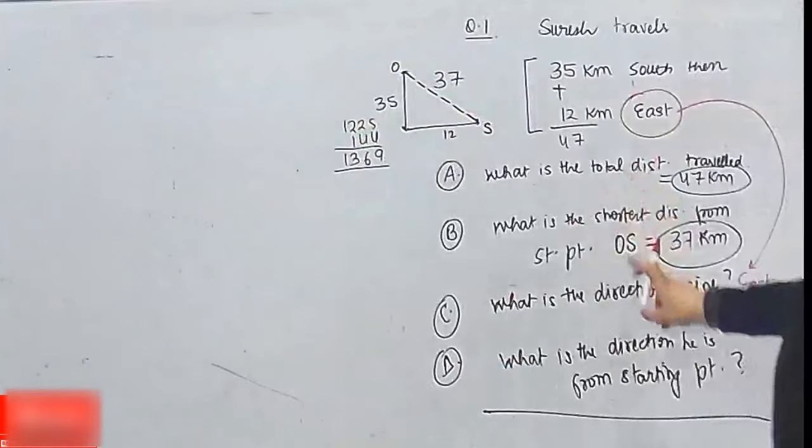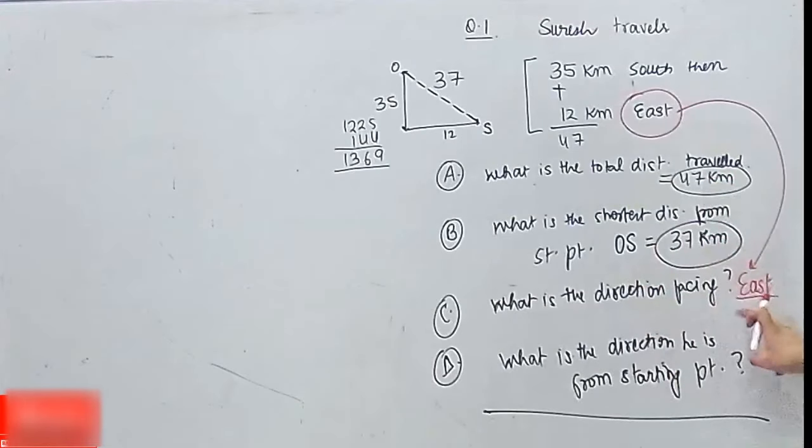So Jyoti says 37. Very good. There are 4 questions. This is 47. This is 37. This is east. Direction is from the starting point.